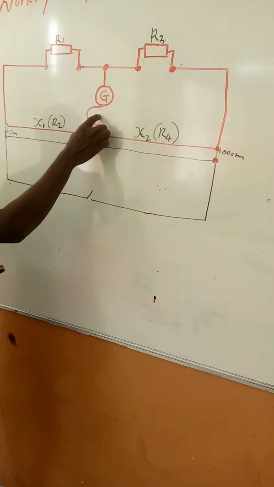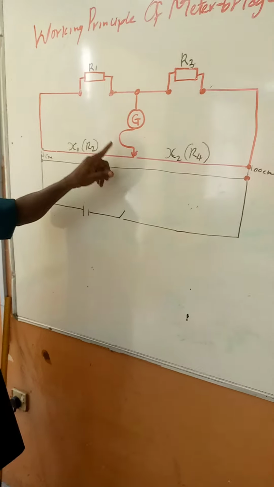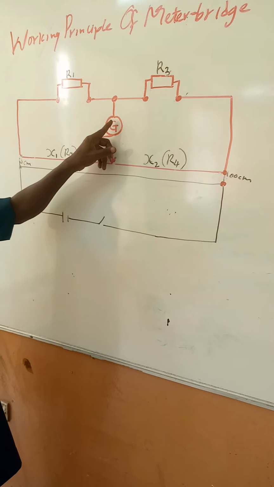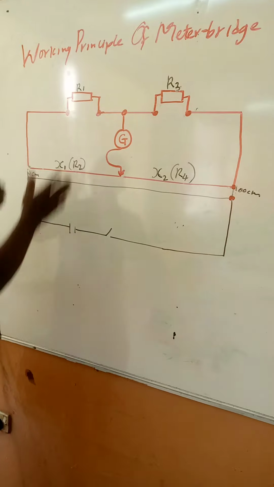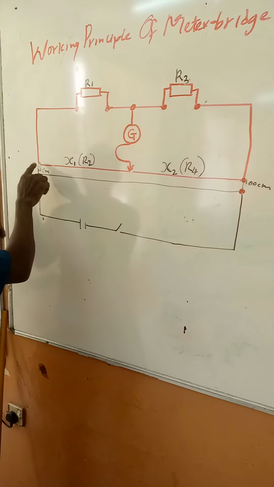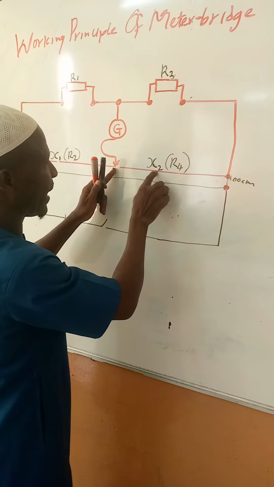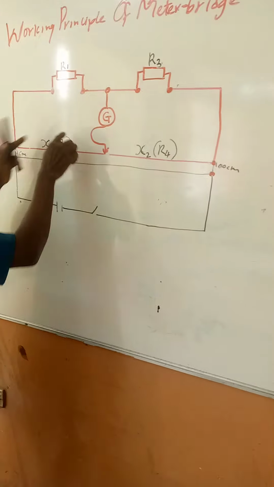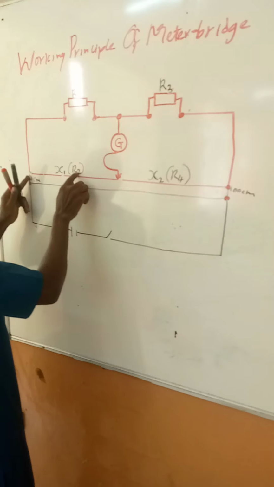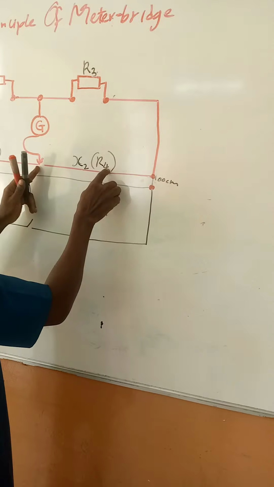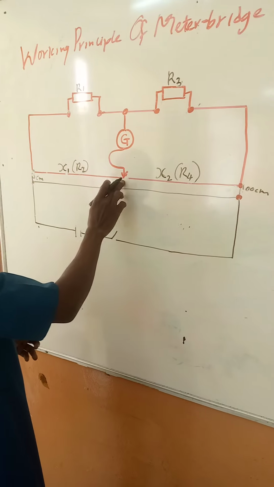Then this is the jockey that you use to touch the wire to determine the point where the galvanometer is pointing to 0. You stop your jockey there. Now, according to what we have here, let's assume that from here to here is x1, while the rest of the distance from here to here is about x2. Then the resistance of the constant wire from here to here is R2. Resistance here is R4.